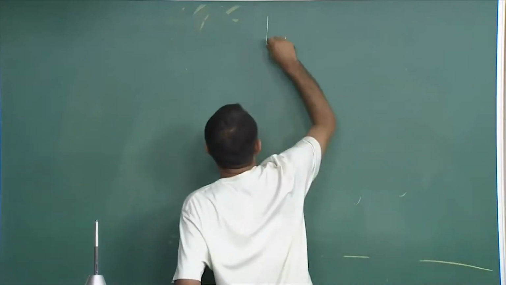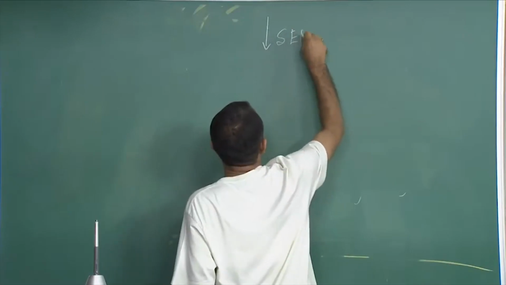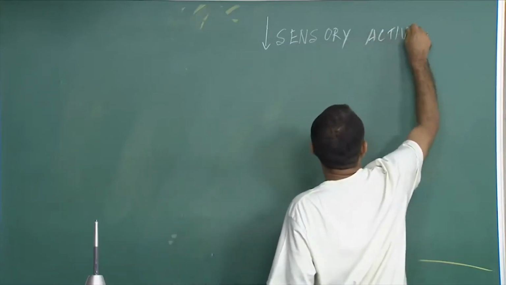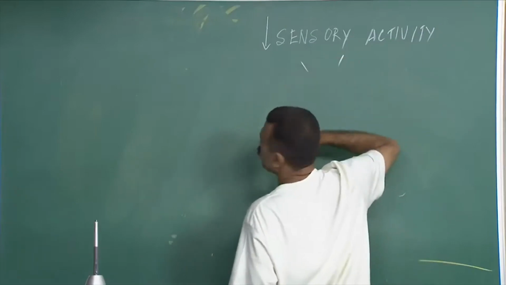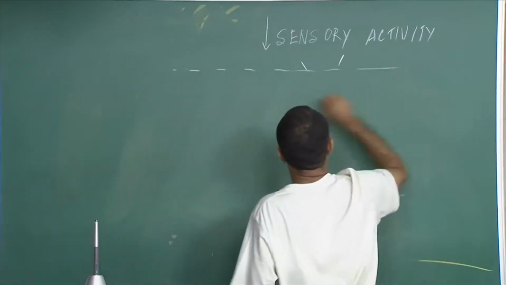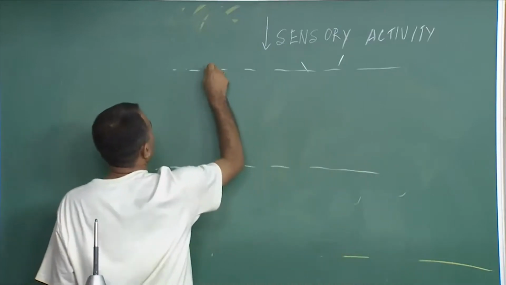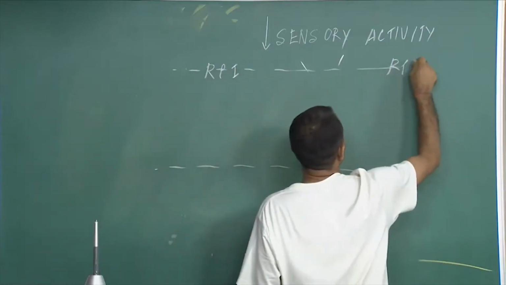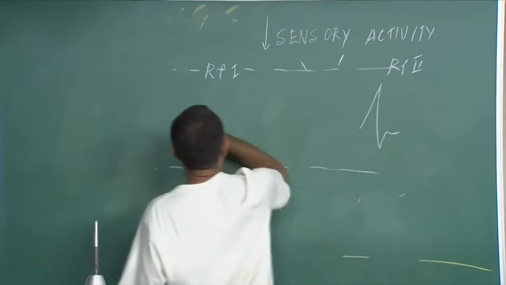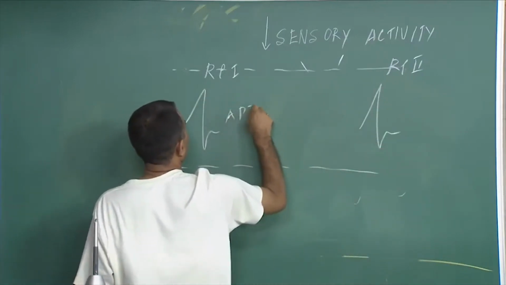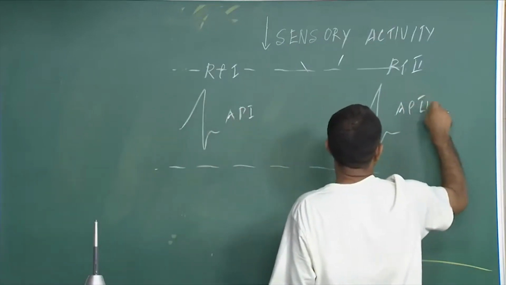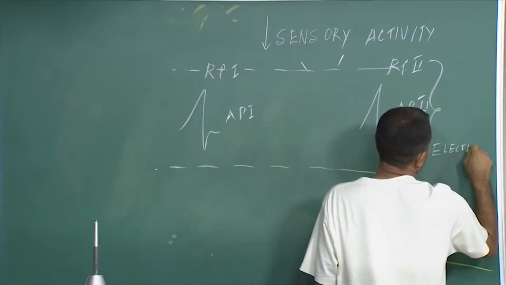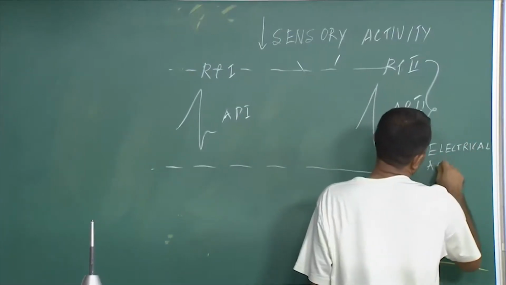One second. First you have the sensory activity where your insect has touched on those hair cells, followed by a change in the receptor potential 1, receptor potential 2, leading to an action potential AP1, AP2, and this whole thing is electrical activity. Okay.